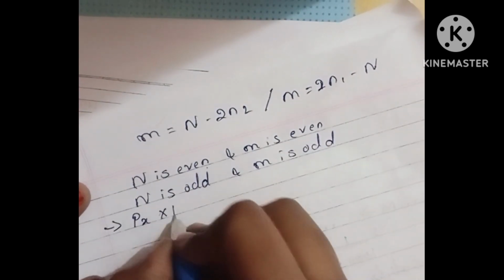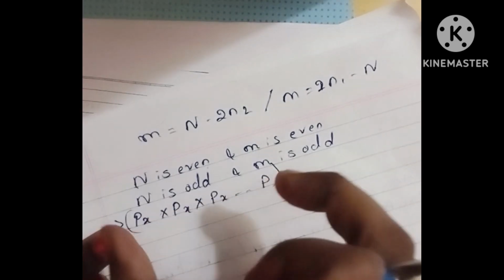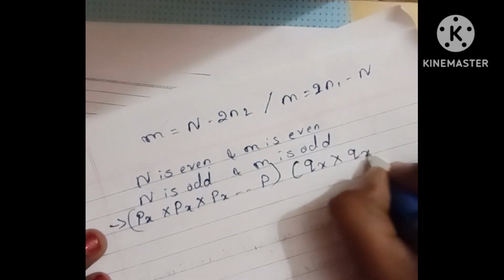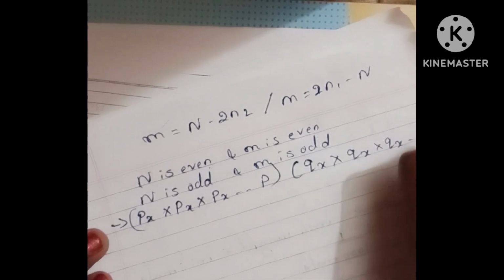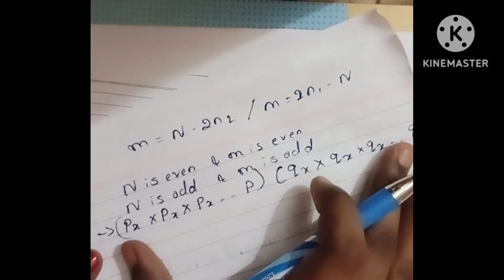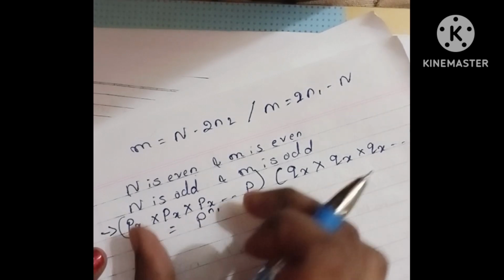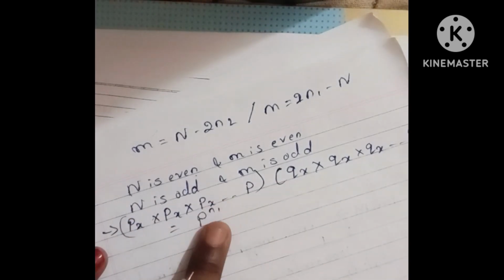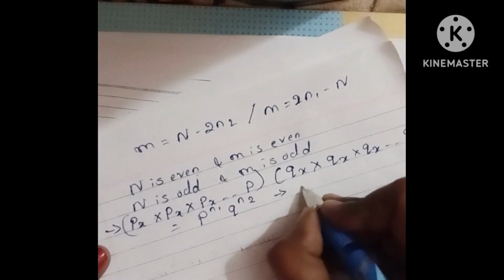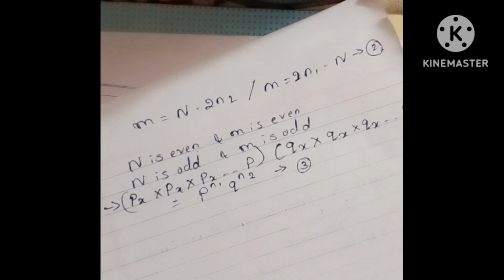px into px into px and so on up to p. These are the steps on the right side, and on the left side I can write qx into qx and so on to q. So I can write these two series in one equation format, that is p to the power of n1, because I have said that on the right side we have n1 steps and on the left side we have n2 steps. Let's name it as equation number 3. I hope you are clear with this.